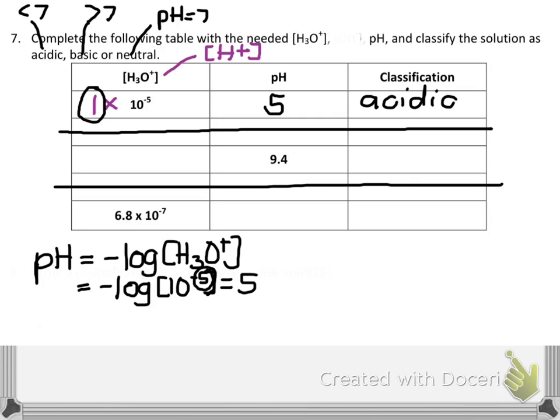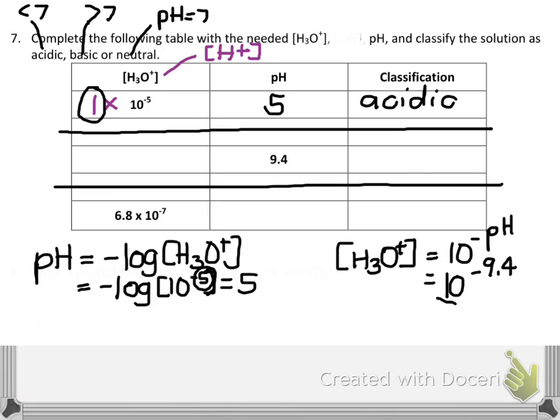Now, if you're given pH, if we rearrange the pH equals negative log of the acid concentration mathematically, this is what you get, that H3O+ equals 10 to the negative pH. So if I wanted to find the acid concentration and I knew the pH, I would say that this equals 10 to the negative 9.4. Now, there's a couple ways you could enter this into your calculator. You can either just plug in 10 and then the little caret key, and then the negative sign and 9.4.